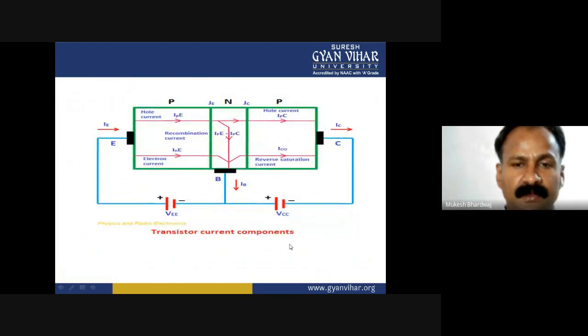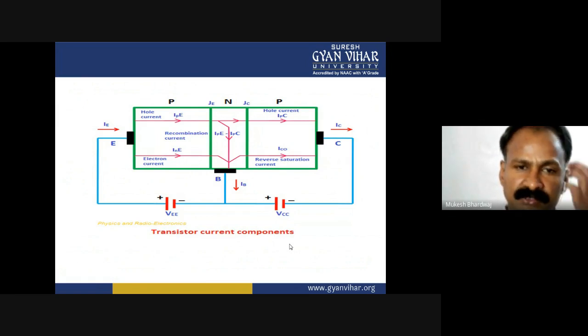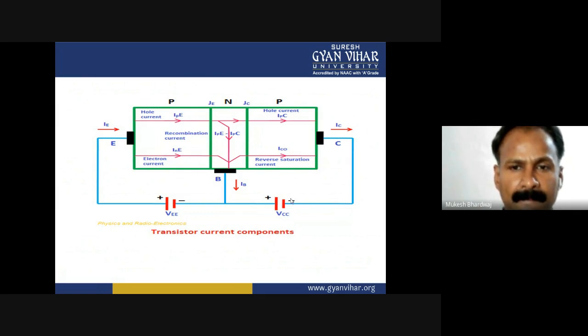So this is the figure shown for the current components in the PNP type transistor. The current components are based on the majority and minority charge carriers, by means of holes or electrons at the different junctions and through the emitter, base, and collector.